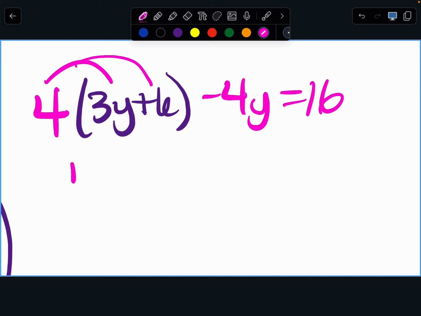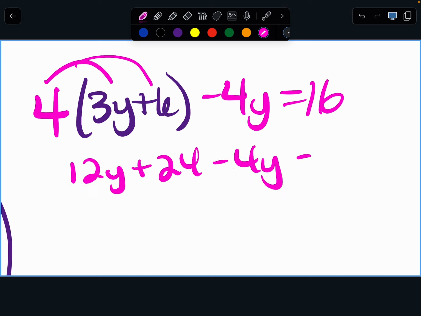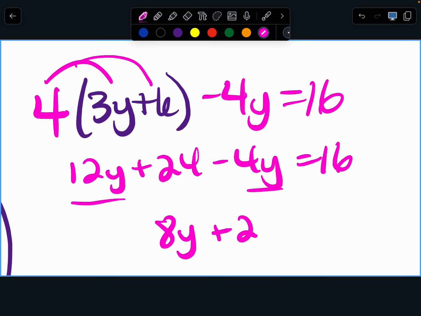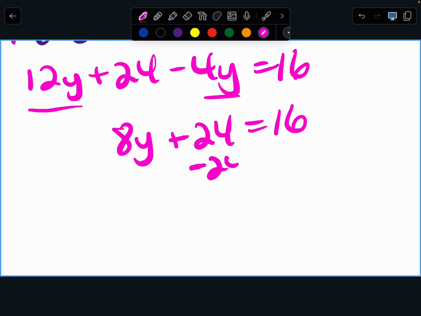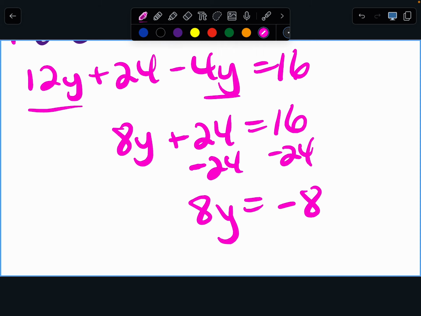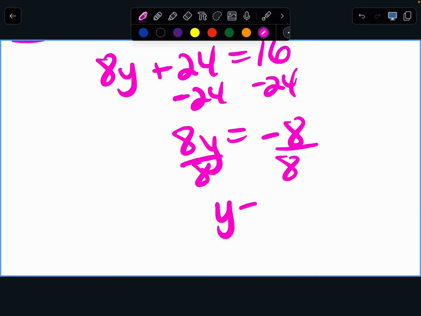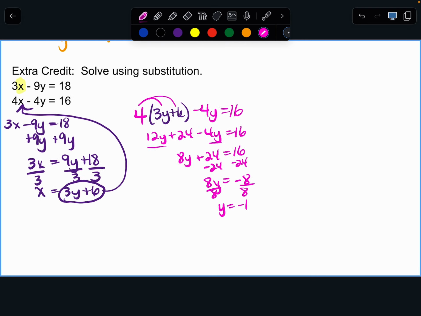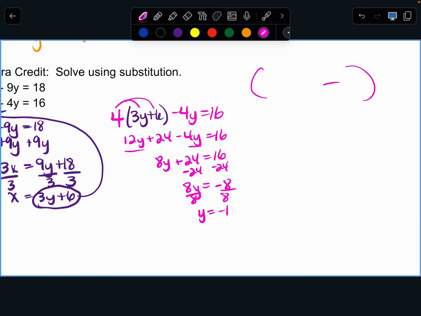Multiply, I get 12y plus 24 minus 4y equals 16. Combine like terms, and I get 8y plus 24 equals 16. Subtract 24, subtract 24. 8y equals negative 8. Divide by 8, divide by 8, and get y equals negative 1. So I now have my y value.